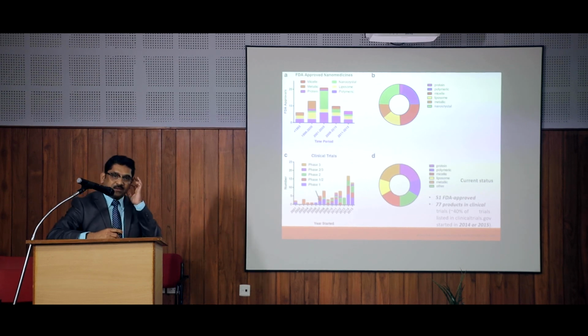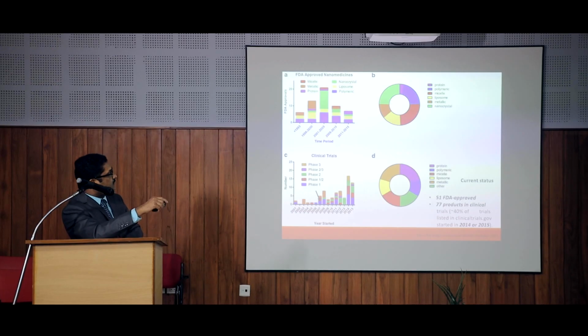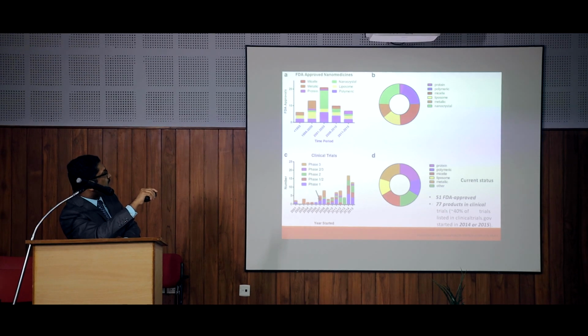So this slide is giving us information so far. When we did this, we had 51 FDA approved formulations, and now I think with Moderna and everything, the number of formulations went up. But when we collected this data, this was the FDA approved nanomedicine based on micelles, metallic, polymeric, nanocrystal, liposomal, and polymeric materials.